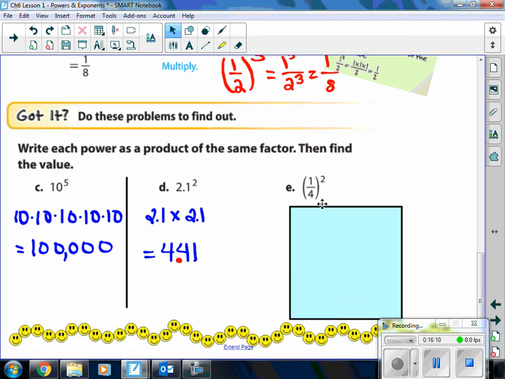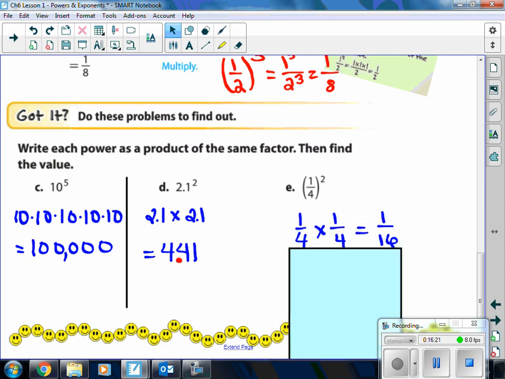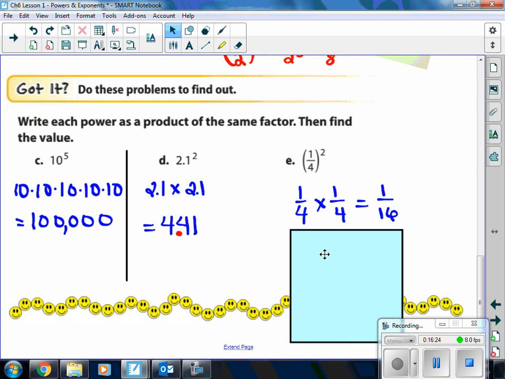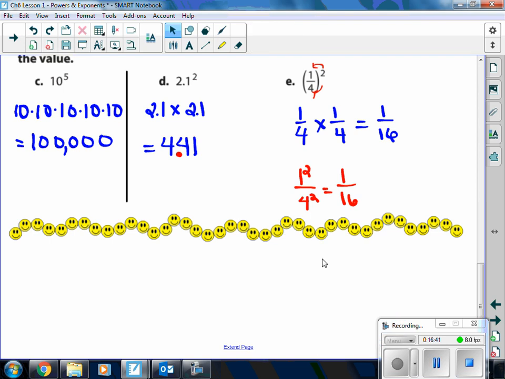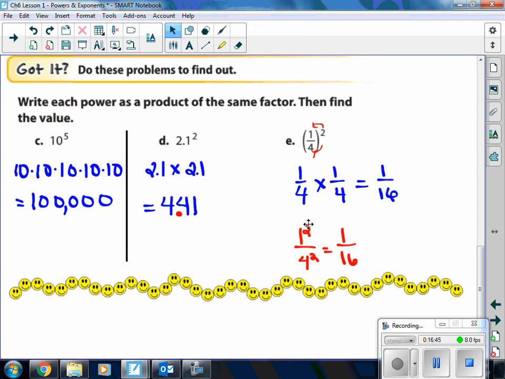So, what am I gonna write for writing the power as a product of the same factor? 1/4 times 1/4. Very good. And 1/4 times 1/4 is 1/16. Very good. If we did it the other way, okay, if we applied that exponent to everything inside the parentheses, right, we would write, well, let me just delete this. We would write 1 squared over 4 squared, and we would end up with the same thing. Is everybody clear with that?